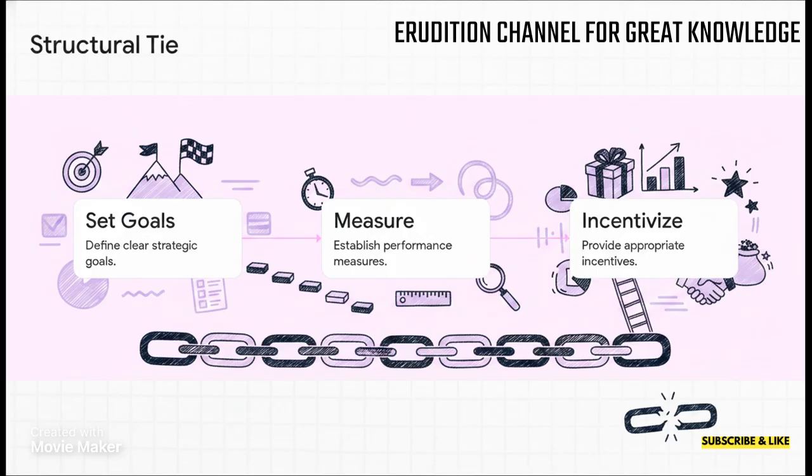Step 1, set goals. Step 2, establish performance measures. Step 3, provide incentives. The source materials emphasize this heavily. To truly align an employee's self-interest with the overall organizational objectives, it is strictly necessary to relate their specific incentives directly to the established performance measures.